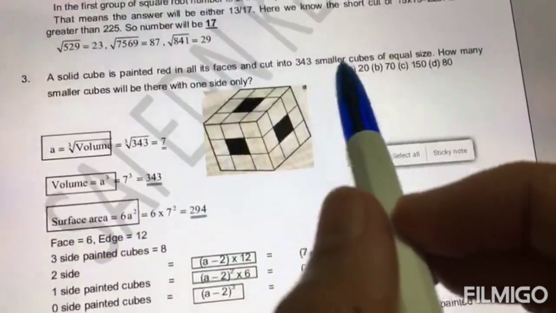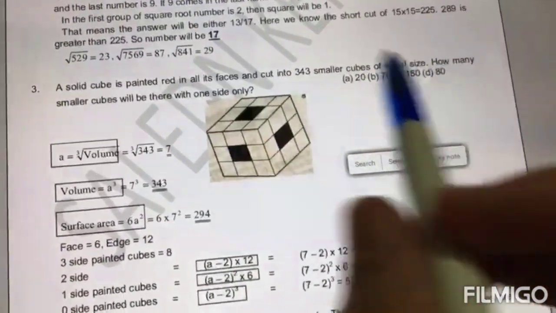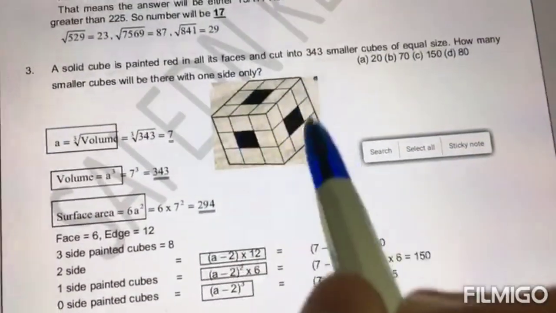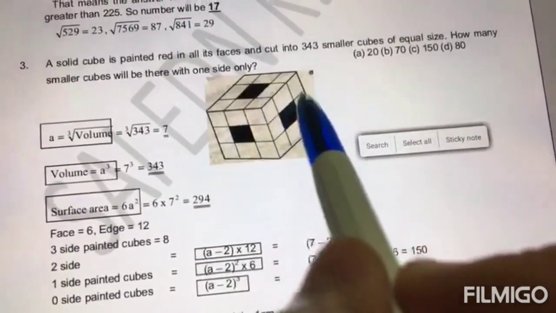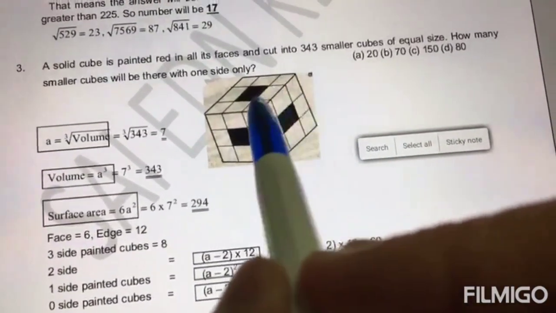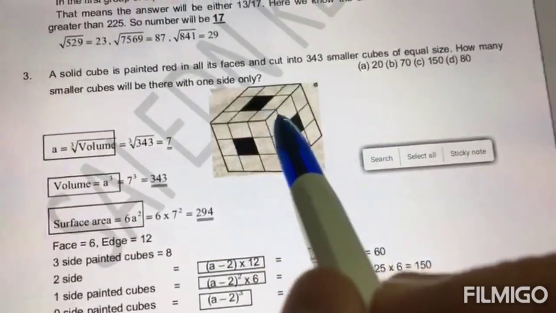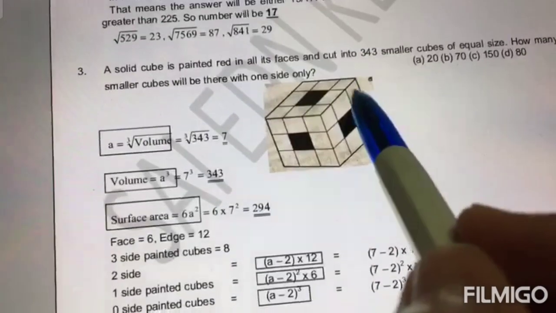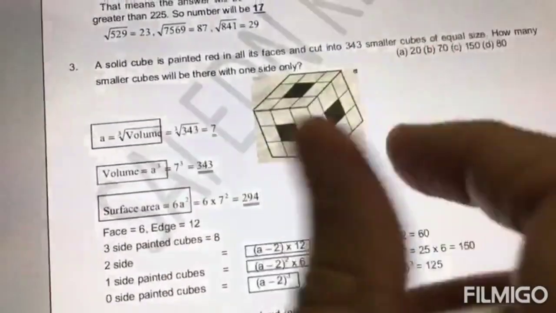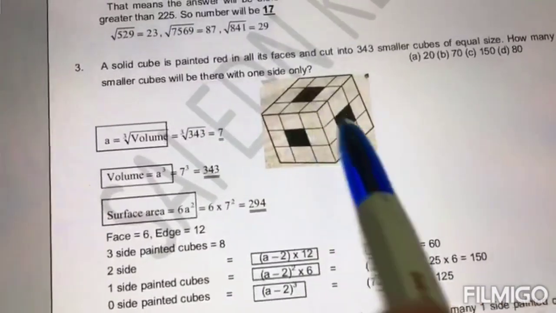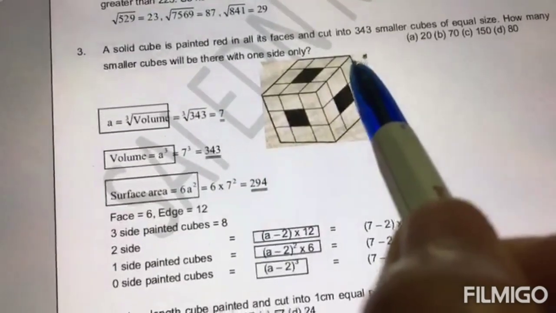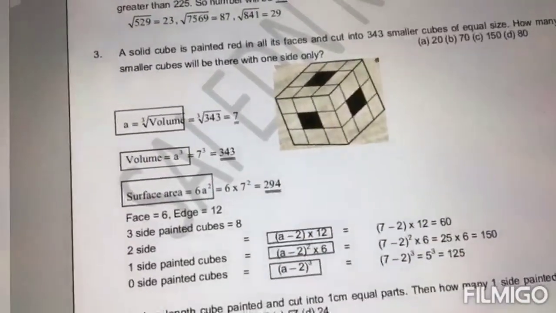And cut into 343 smaller cubes of equal size. How many smaller cubes will be there with one side only? That is, one side painted only. That is, for example, in this cube, we don't know how many cubes it is split into, but here in this cube, this is not 343 cubes, this is bigger cubes. There will be 1, 2, 3, 4 at the bottom, 5 behind, and 6 on this side. 6 cubes with only one side which is painted, right? 1, 2, 3. Similarly, 1 at the bottom, 1 at the back. That would be 5. Then 6 here.